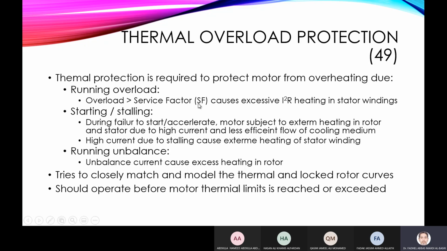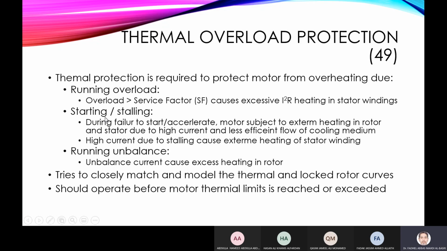So if it is 1, your full load current is your limit. If the current is higher than full load, it's considered an overload. But if the service factor is 1.15, then anything higher than 115% of the rated current is considered an overload condition.